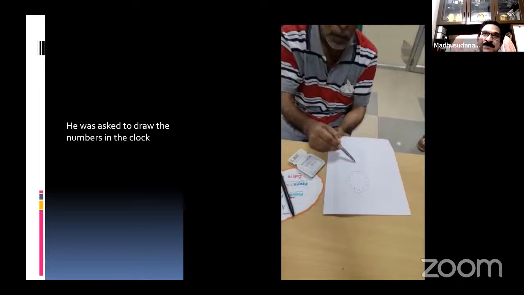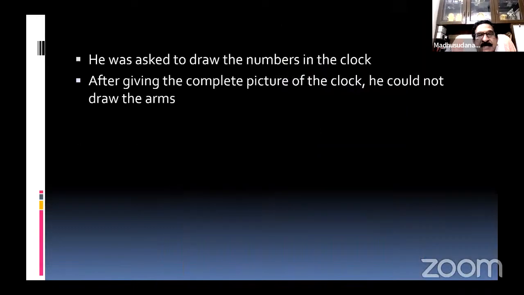So he's attempting to draw a clock. One, he has taken the pen outside the circle. That means he is trying to put the pen inside the circle, but he's taken it outside. Point number one. Second, he's not drawing any numbers or arms, just scribbling lines on the paper outside. That means he has total loss of the concept of the clock. After giving the complete picture of the clock, he couldn't draw that.